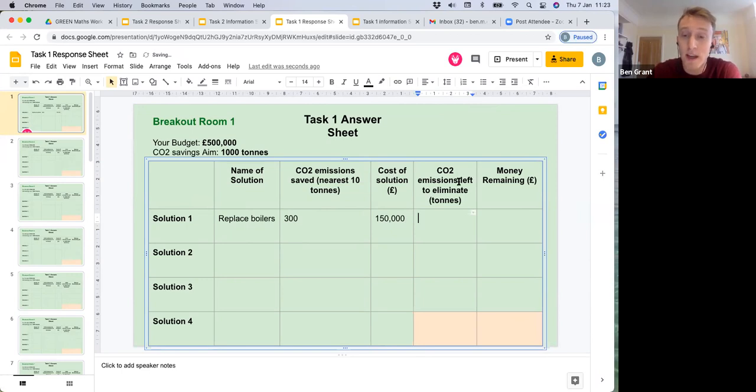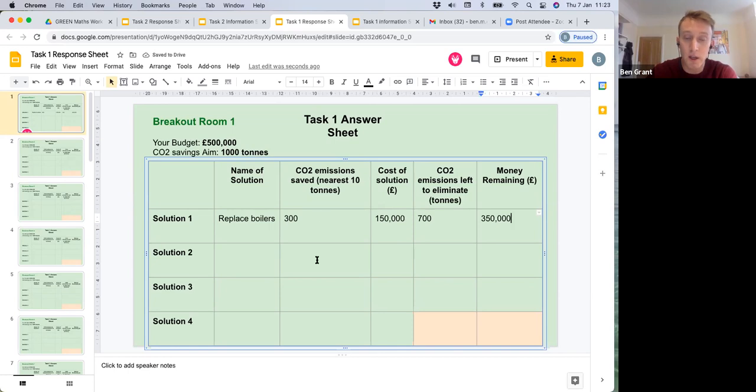How much CO2 emissions have I got left to eliminate? Well, I started with 1,000 tons. I've eliminated 300. I've got 700 now left to eliminate. How much money have I got remaining? I started with £500,000. I've spent £150,000, so I have £350,000 remaining.